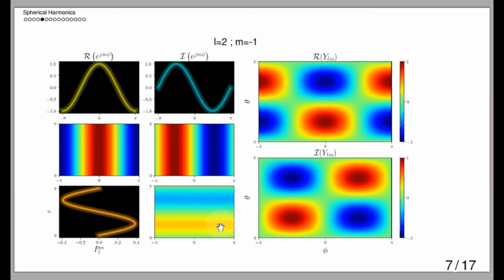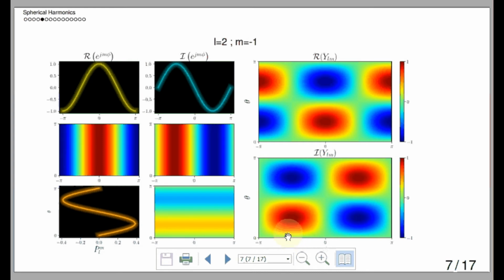If you multiply these two functions, what you obtain is this real part of the spherical harmonic function, which has two variations across theta. Got it? And if you multiply these two plots, what you get is these two. This imaginary part of the spherical harmonic function, even this has two variations across theta and two variations across phi, right?